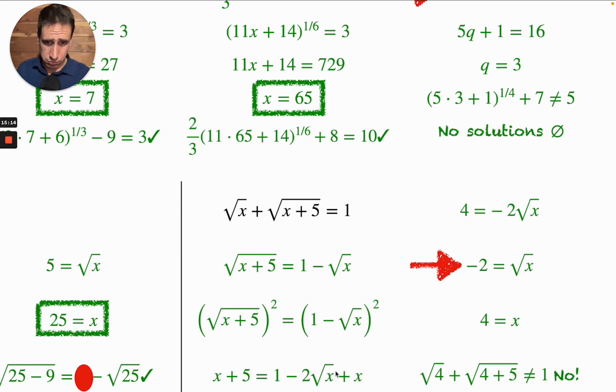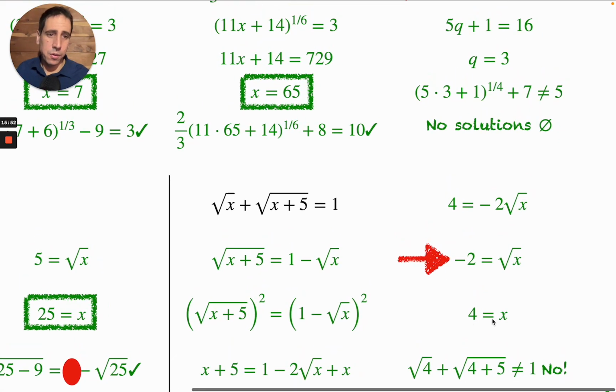Very much like I did in the previous problem, I'm going to isolate the square root of x and get everything else to the other side. You can actually subtract x from both sides. They cancel out. You can subtract the 1 from both sides. You get 4. Very similar to the previous one, we get 4 is equal to negative 2 square roots of x. And I'm going to divide both sides by negative 2. And here we go. We get negative 2 is equal to the square root of x. In order to undo this radical, I have to square both sides. So that negative 2 squared is 4, and that equals x.